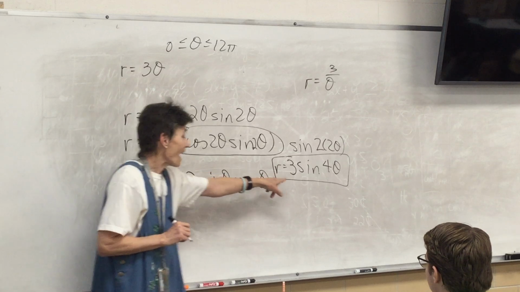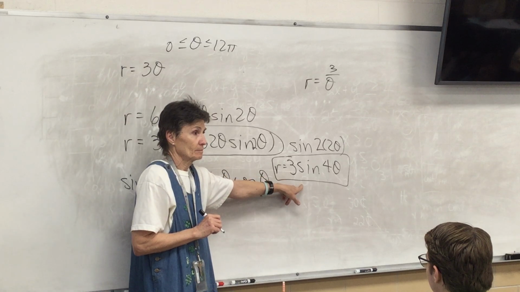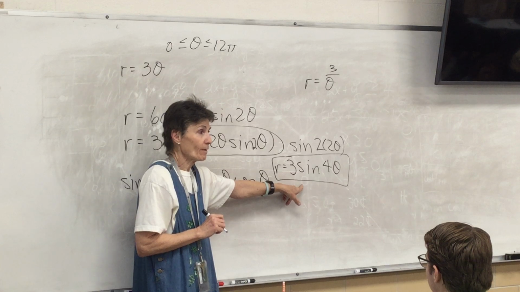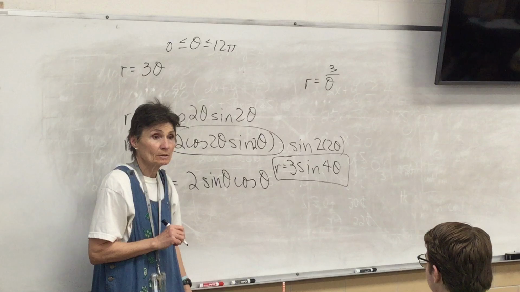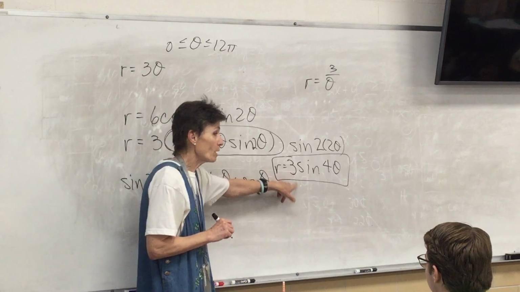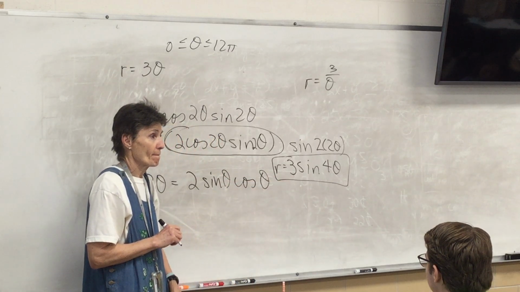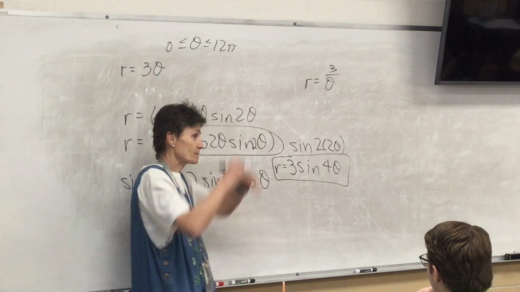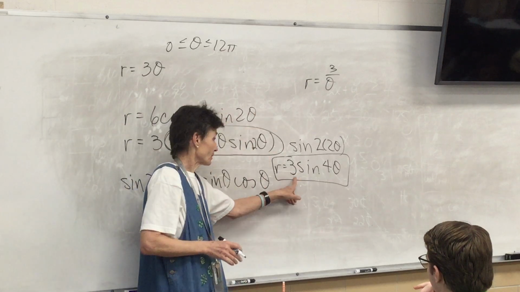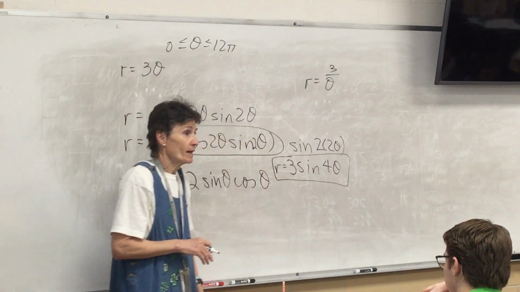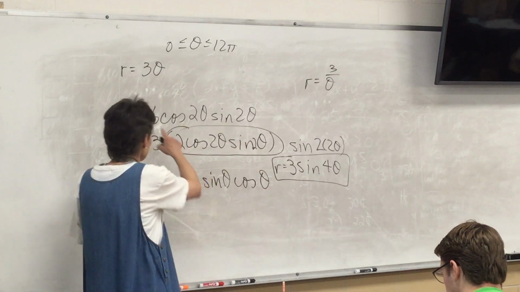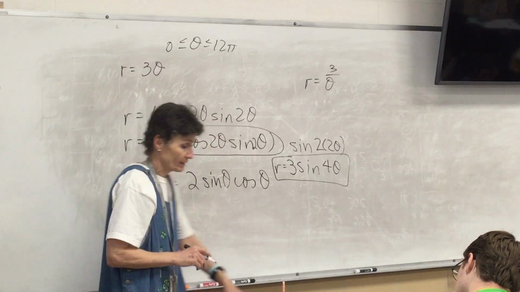Well, what is that? We're not graphing it, we're describing it, Robert. It's a rose. What can you tell me about this rose? How long are its leaves or its petals? 3. How many of them are there? 8. Okay? Now, I want you to graph the original equation on your calculator.